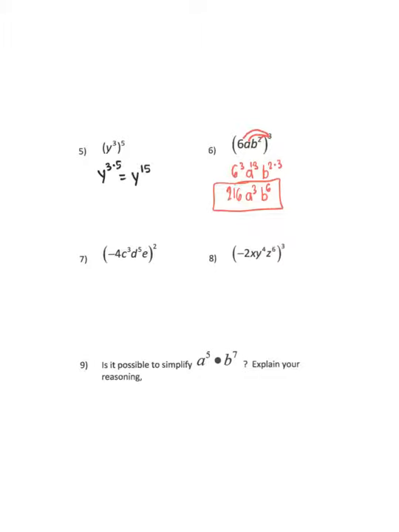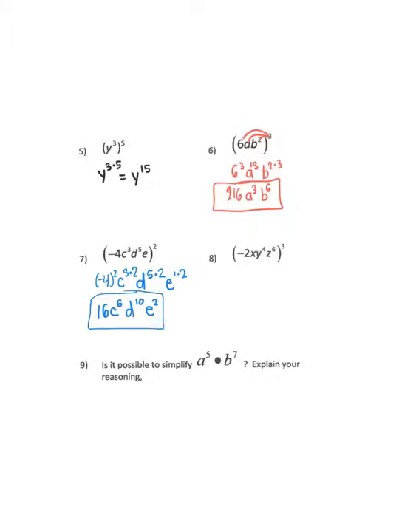Okay, let's look at number 7. I'm squaring everything inside those parentheses. So I have my negative 4 squared, c to the third times 2, d to the fifth times 2, and e to the first times 2. Negative 4 squared, I get 16. Then I can multiply all my exponents together. 3 times 2 is 6, 5 times 2 is 10, and e, 1 times 2 is 2. This is my simplified answer.